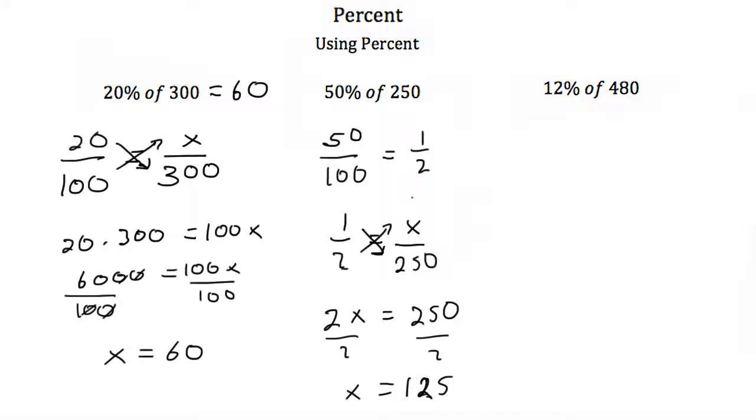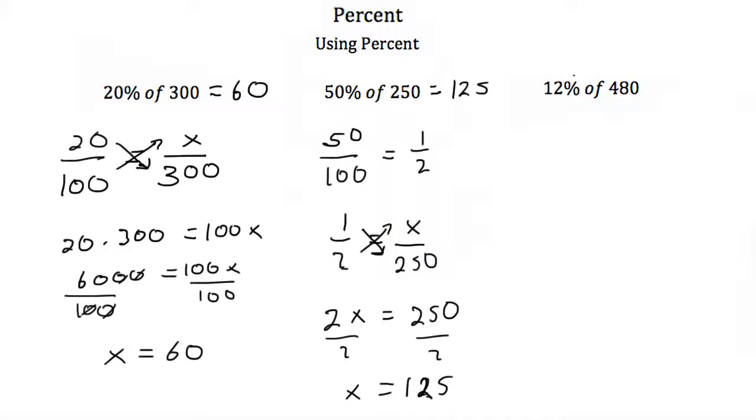Well, notice when we found 50% of 250, all we did is find half of 250, or we took 250 and divided by 2. So 50% of 250 is 125. And since 50% is half of 100%, then half of 250 is 125.